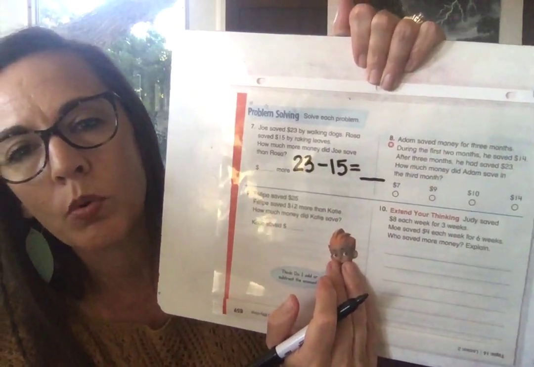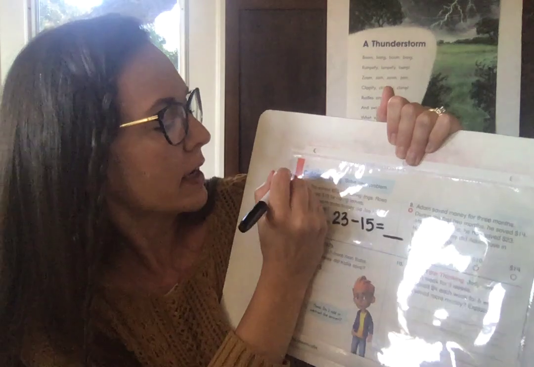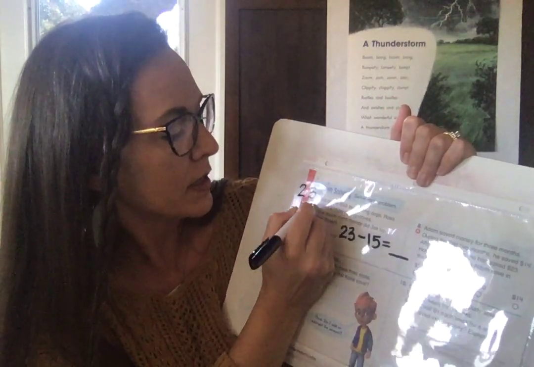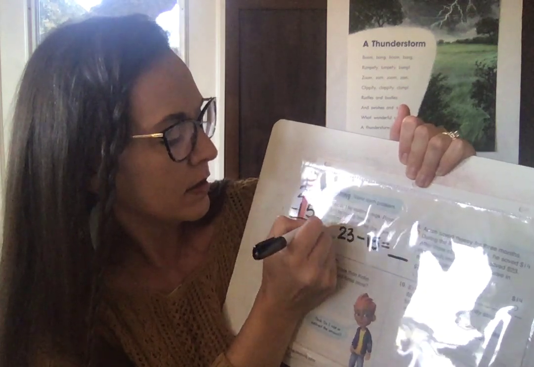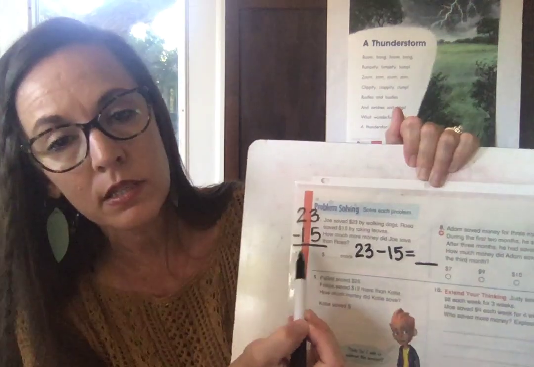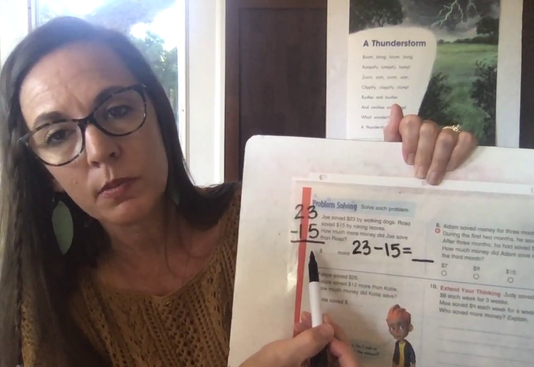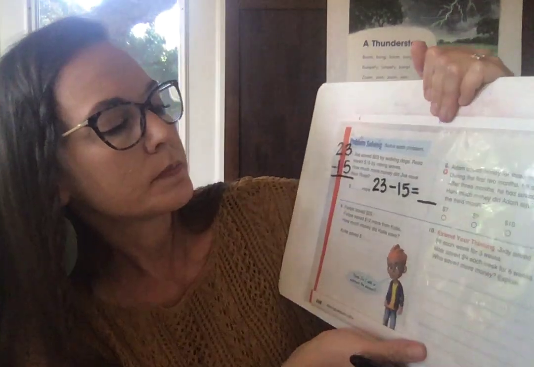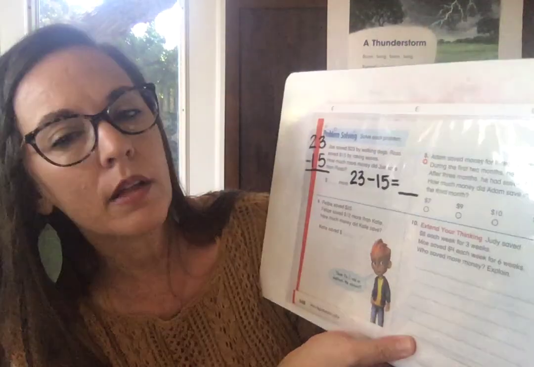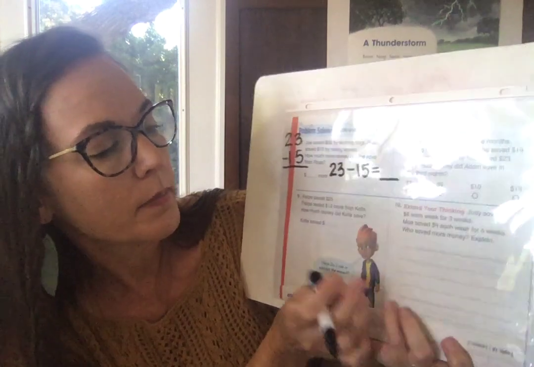How much more? Now, stacking and subtracting is always a good way to go about solving this. Make sure your ones are lined up with your ones, your tens are lined up with your tens. Subtract starting in that ones place to find your answer. You'll solve number 8 and number 9 as well. I just want to look with you at number 10.